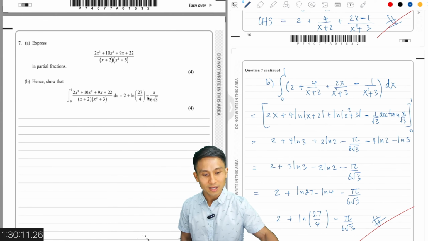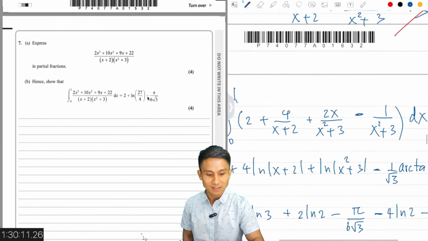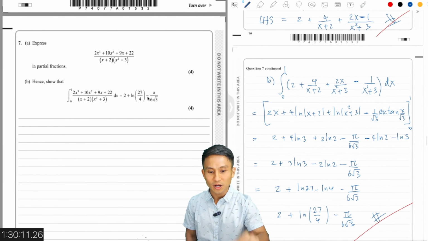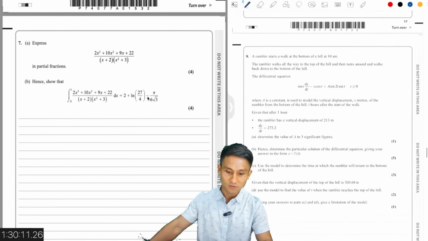Maybe the only difficult part here is not the partial fractions, it's the integration here. So make sure you know how to split the term and integrate like that, right? And use the formula sheet to help you.